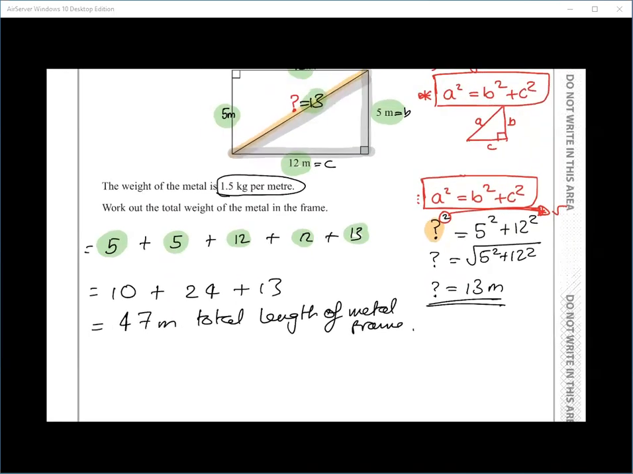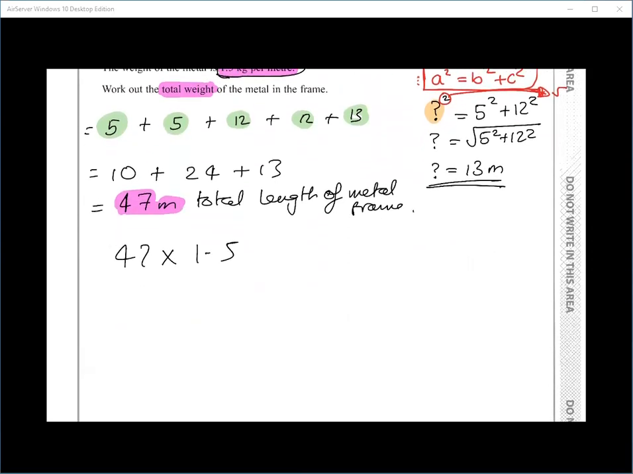Okay, we still haven't finished the question. The question is still asking us to work out the total weight of the metal frame, which is 1.5 kilograms per meter. How many meters do we have? 47. So what do we do with that 47 then? Multiply it by 1.5. Now remember, this is not a calculator paper, so I want you to help me develop a method that would help us do 47 times 1.5 easily without having to break a sweat. So how would you do 47 times 1.5 without getting in a spot of bother?